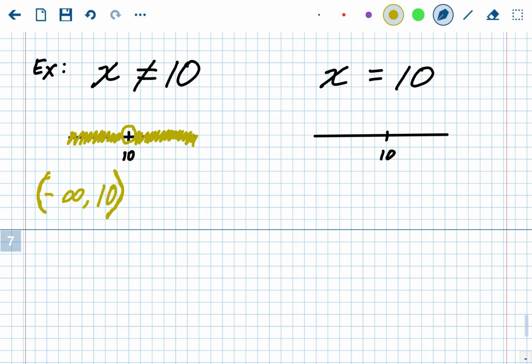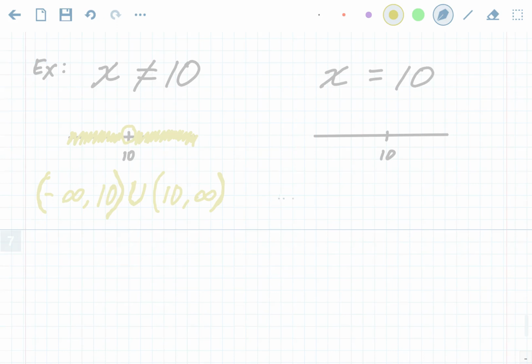The second interval, well, where does it start up again? It starts again at 10. And how far does it go? Well, it goes to the right forever. It goes to infinity. So this is where writing the interval is longer. Negative infinity to 10, 10 is not included, and then 10 to infinity, again, 10 is not included.